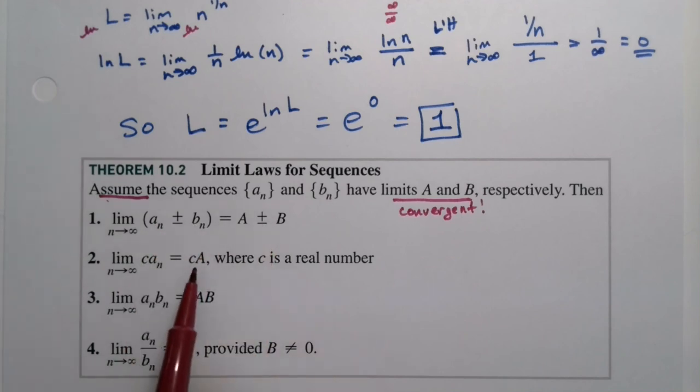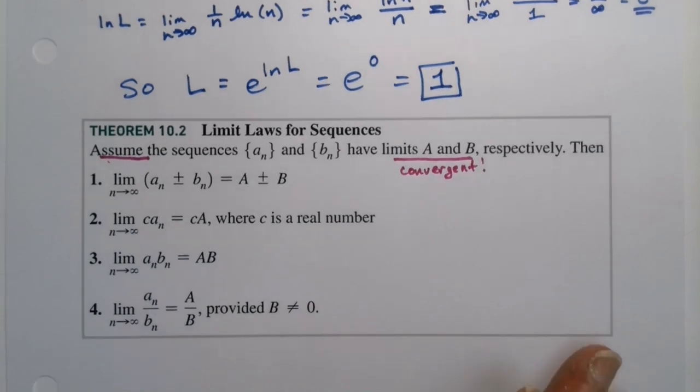Therefore, you can just add and subtract those limits. If you multiply by a constant, right, C being any real number, then you could just multiply by C and you'll be fine. You can multiply and you can divide those limits, provided, of course, that the denominator is not 0, because the denominator being 0 is always not good for us.